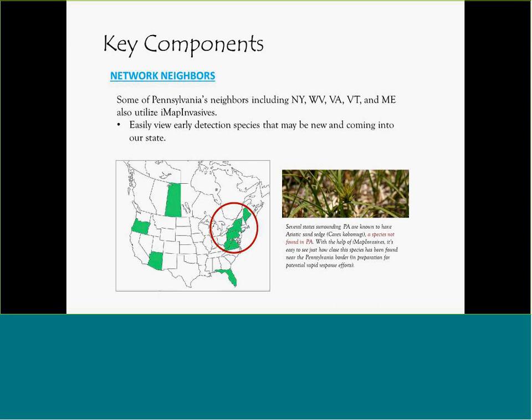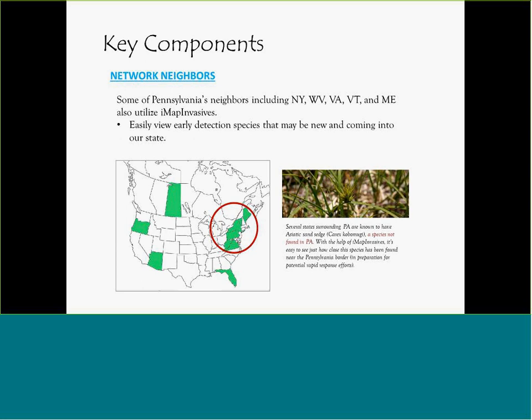For a better idea of who is currently participating in the iMapInvasives program, here is a map showing various states, and we have Saskatchewan up in Canada that are also participating. So these are neighbors as far as iMap goes. One of the nice things about the way iMap is set up is that here in Pennsylvania, we have several neighbors. So we have New York, we have West Virginia, and then far up in New England, we have Vermont and Maine.